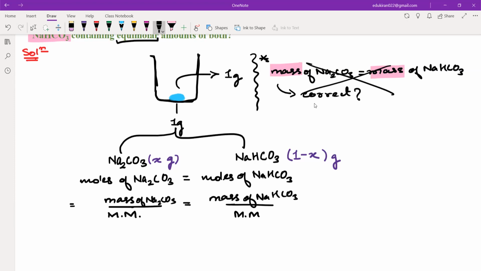So now you have to calculate the Na2CO3 molar mass and the NaHCO3 molar mass. Chaliye, write this down. Mass of Na2CO3 is x grams, and this is equal to 1 minus x grams. You will get two numbers here. You will substitute the value there, and then you will have one variable, a linear equation in one variable. You will calculate x. Tell me the molar mass of Na2CO3 and NaHCO3.